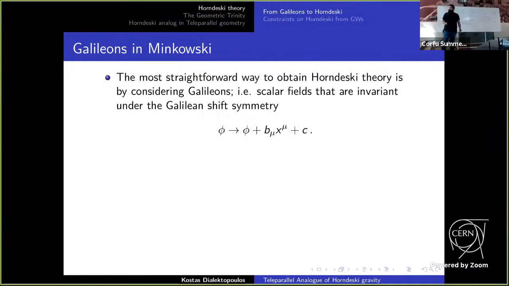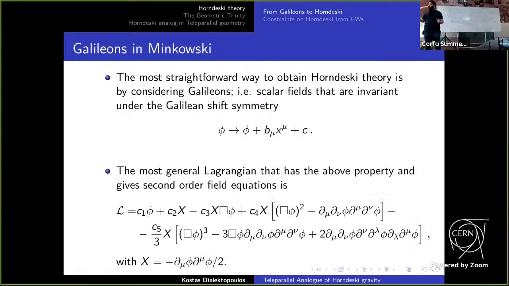So yeah, let's start from the Galilean scalar field, which is a scalar field that respects the shift symmetry. The most general Lagrangian that this field has and gives second-order field equation is this one in the Minkowski space. So X is the kinetic term of the scalar field. You have second-order derivatives of it as well, and also some polynomials of second-order derivatives, but still it gives you second-order field equations. And of course, this has no gravity.